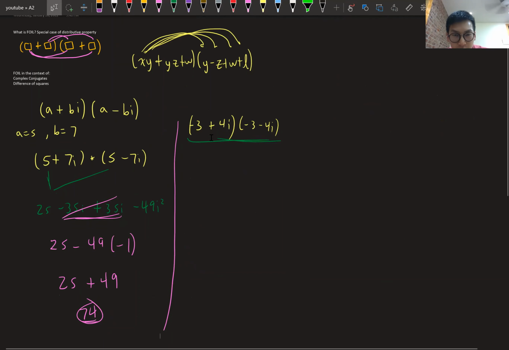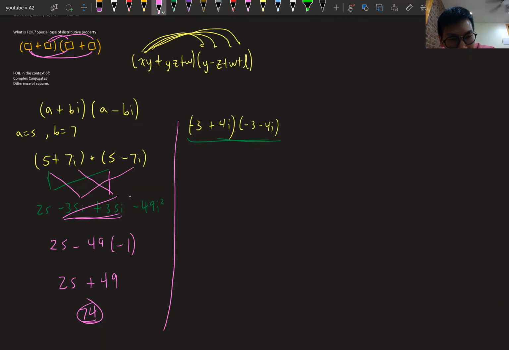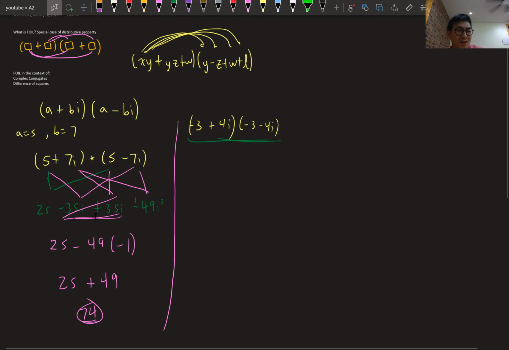Okay, so we can do the same thing again right here. It's the first, outer, inner, last. This is the outer term, this is the inner term, and this is the last term. Sorry guys if this sounds rushed. I'm super tired and I want to sleep. Okay, I'm not going to do this arrow thing anymore, I'm just going to distribute.